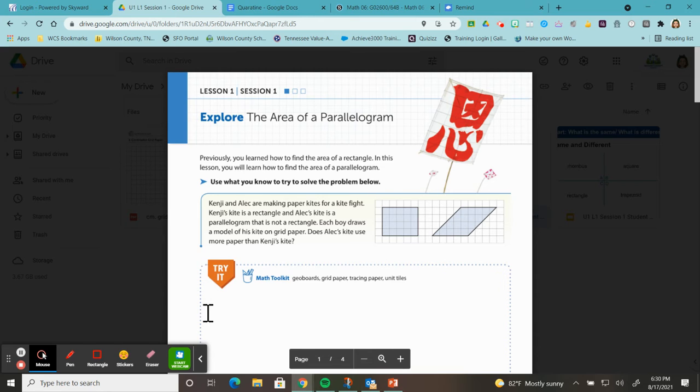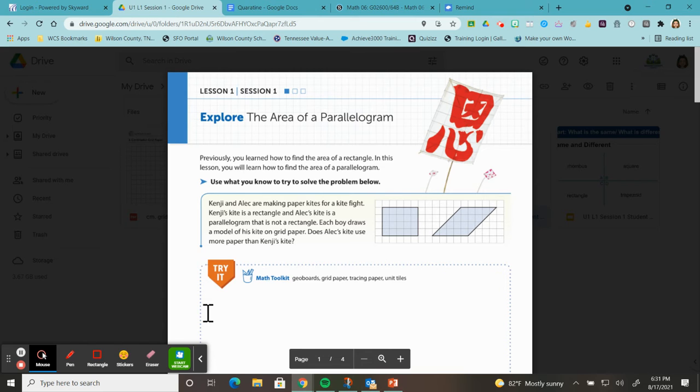So the first standard that we're going to deal with is to find the area of two-dimensional shapes, such as triangles and rectangles, to also be able to look at the area of a parallelogram and other quadrilaterals. And we will eventually move into decomposing quadrilaterals into triangles and rectangles in order to find the area for our shapes. Today, in session 1 for lesson 1, we are going to be exploring the area of a parallelogram.